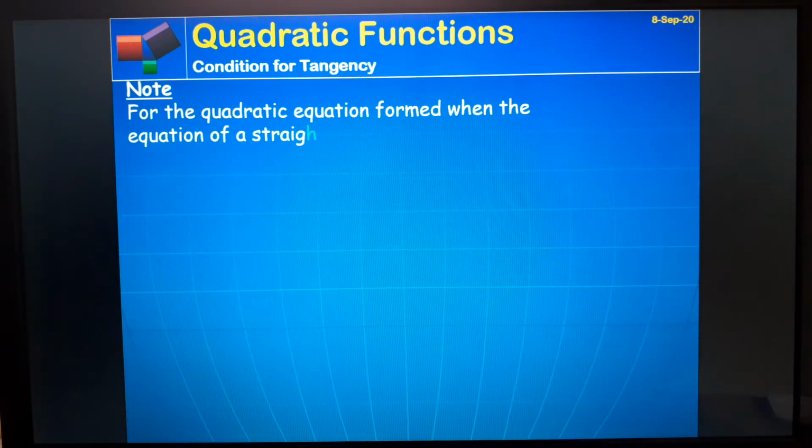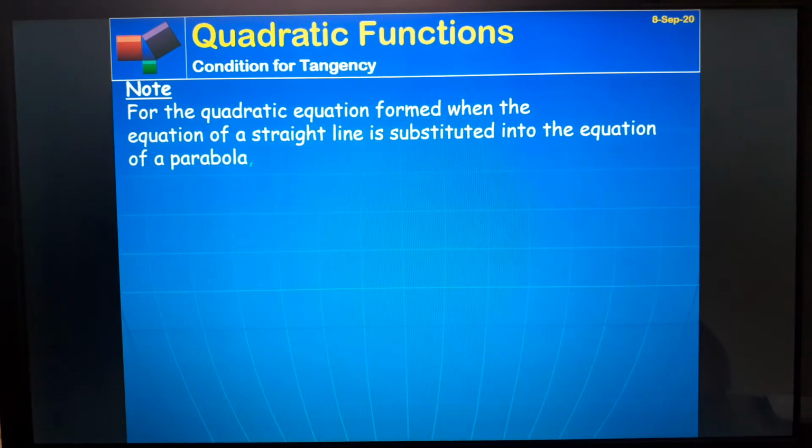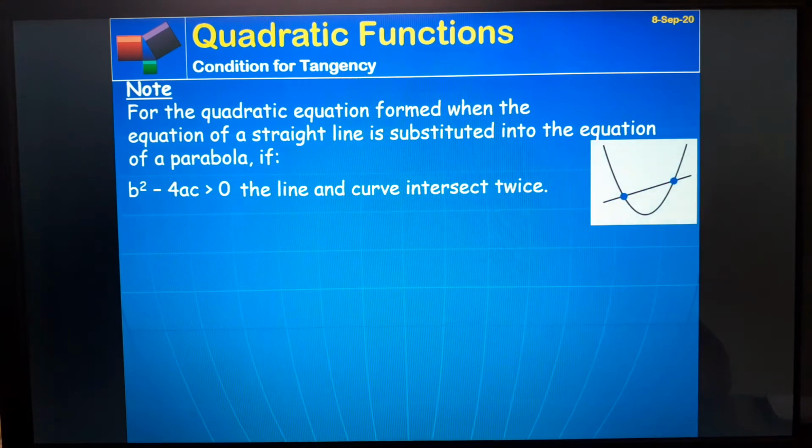Okay, so here we have the note to copy. For the quadratic equation formed when the equation of a straight line is substituted into the equation of a parabola, if b squared minus 4ac is greater than 0, the line and the curve intersect twice. So it's the same idea as we had before when we knew then that the quadratic, the parabola, would meet the x-axis twice, but this time it's that the parabola meets the line twice.